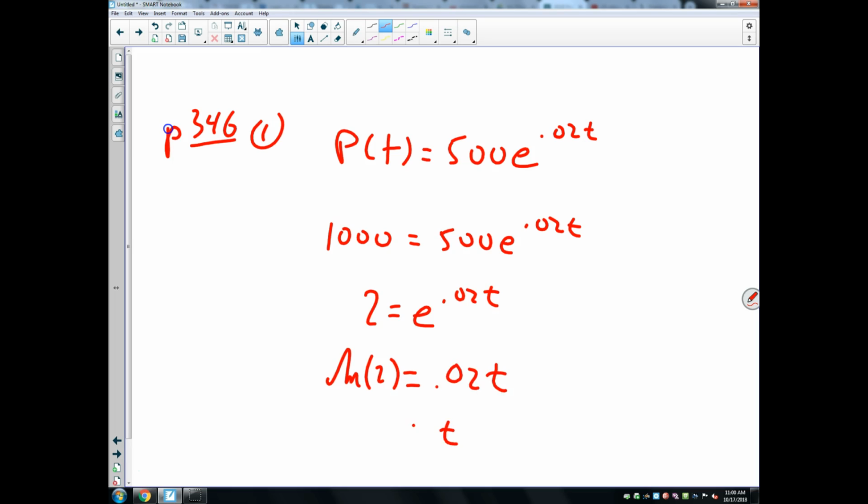And divide by 0.02. And you could write that, ln of 2 divided by 0.02, but isn't that dividing by 2 hundredths, which is 1/50th? How do you divide by a fraction? You multiply by the reciprocal, it's 50. And if you punch that into your calculator, we got, in class, 34.657, and t is given in days, by the way, read the question.